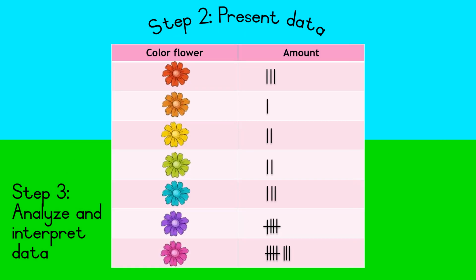Step 2 is to present your data. So take your data that you found and put it in graphs. And then step 3 is to analyze and interpret your data. So what did you find out? So for example, with this example, I have 3 red flowers, 1 brown flower, 2 yellow flowers, 2 green flowers, 3 blue flowers, 5 purple flowers, and 8 pink flowers.